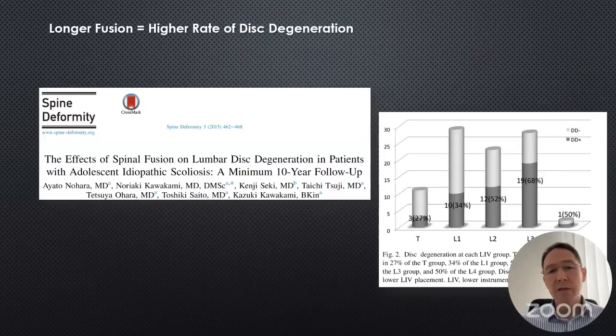There's a reason for that, because we do have long-term studies that show a pretty high risk of degeneration below the fusion, so adjacent segment degeneration. It can be as high as 68% for patients who have a fusion down to L2. So 2 out of 3 patients after 10 years have degenerative changes in the lumbar spine. If you fuse them to L2, it's still 1 out of 2 patients. So every other patient has degenerative changes in the lower lumbar spine.